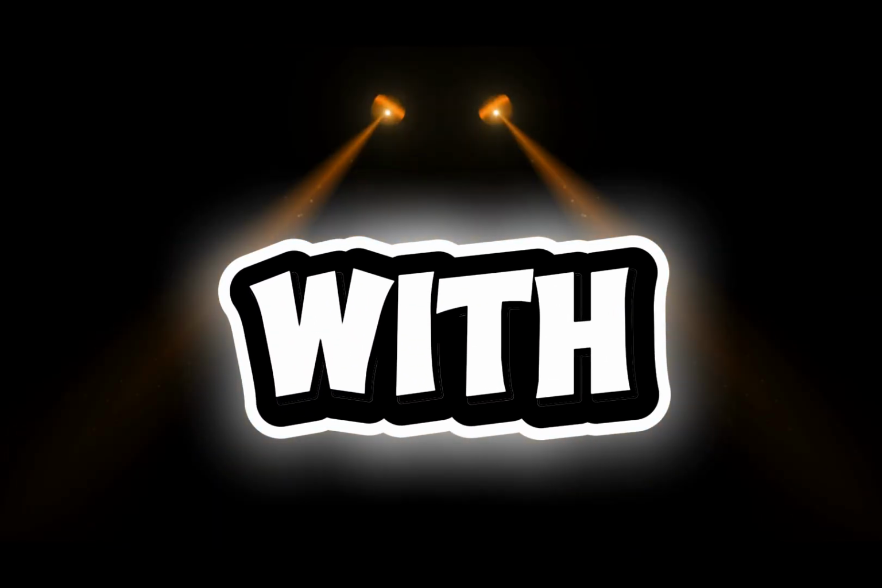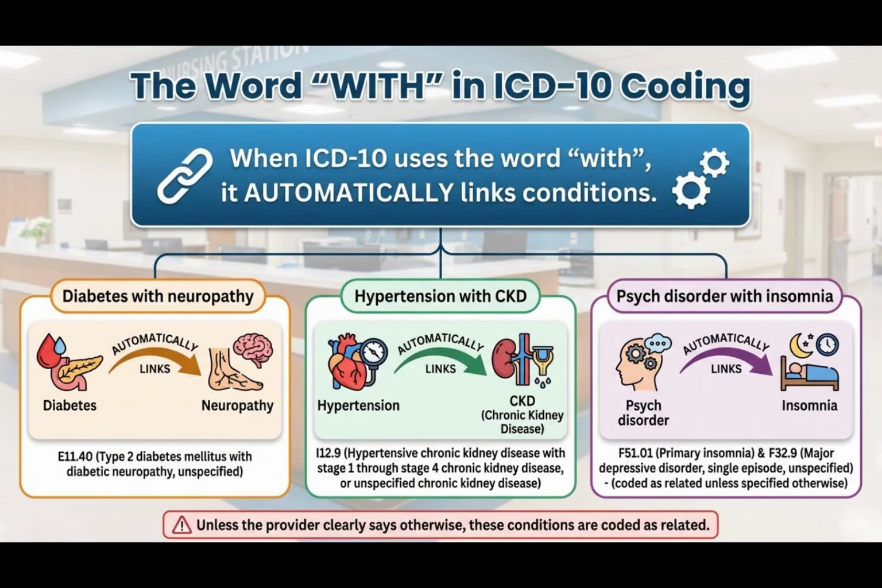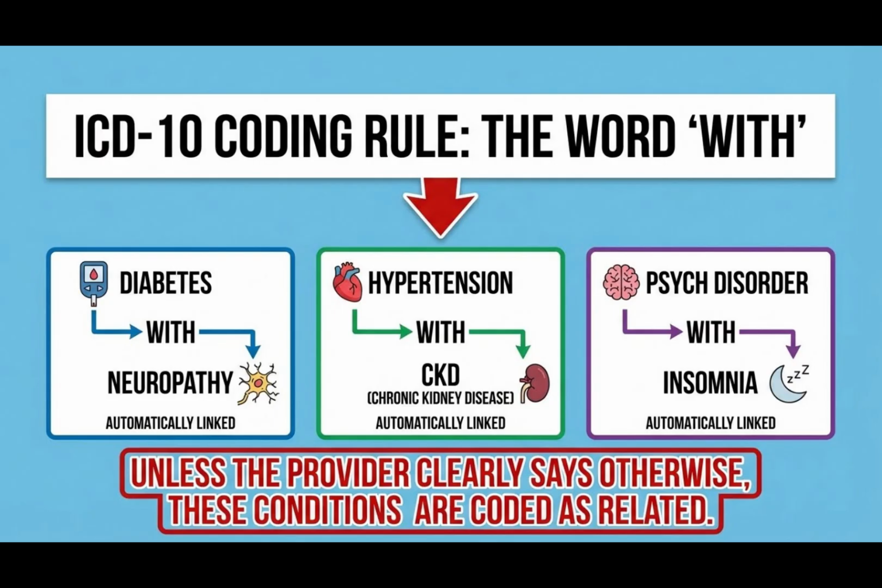The word "with." When ICD-10 uses the word "with," it automatically links conditions: diabetes with neuropathy, hypertension with CKD, psych disorder with insomnia. Unless the provider clearly says otherwise, these conditions are coded as related.